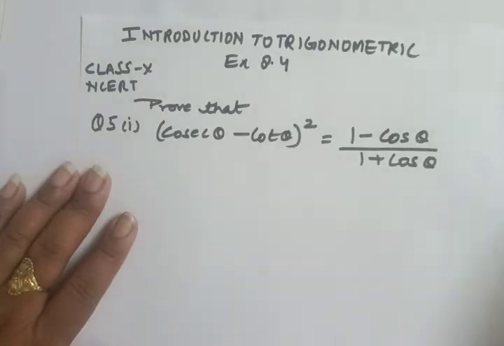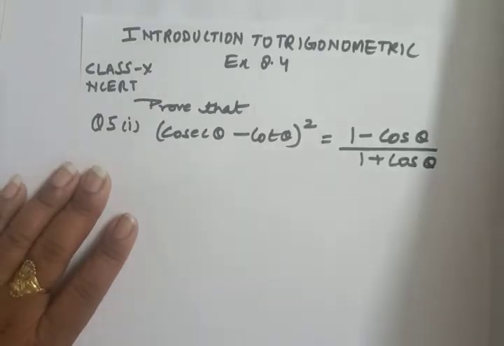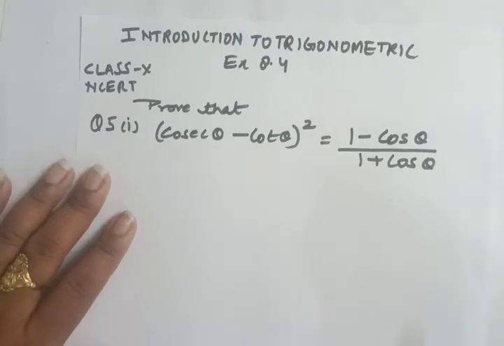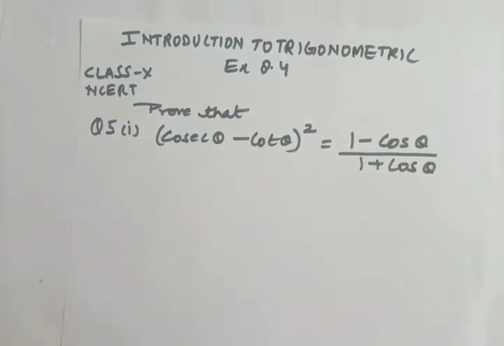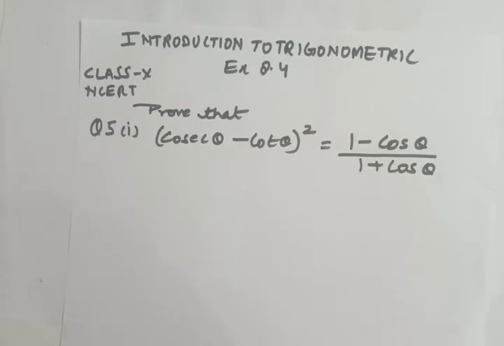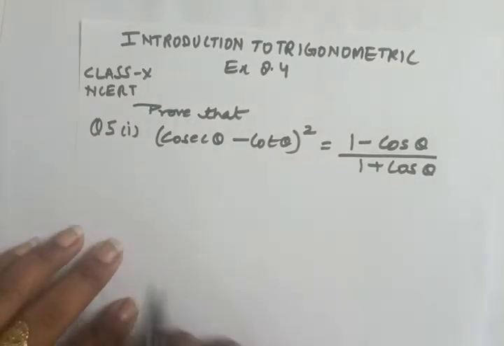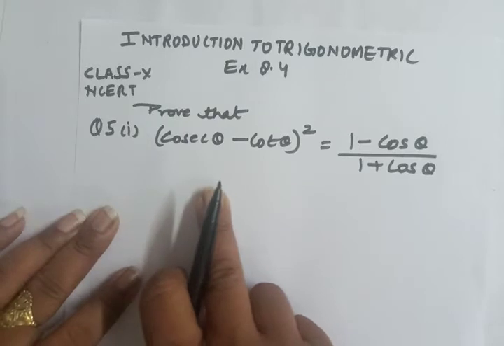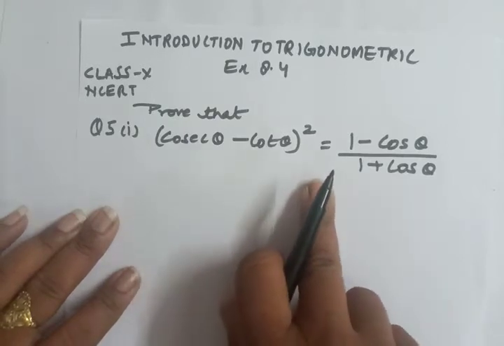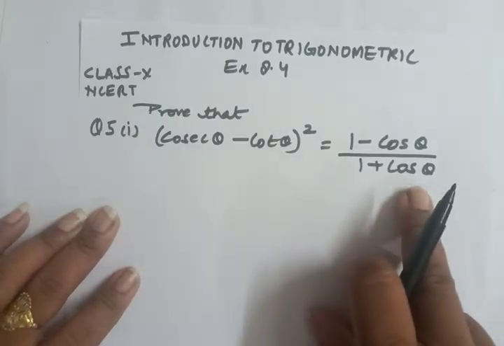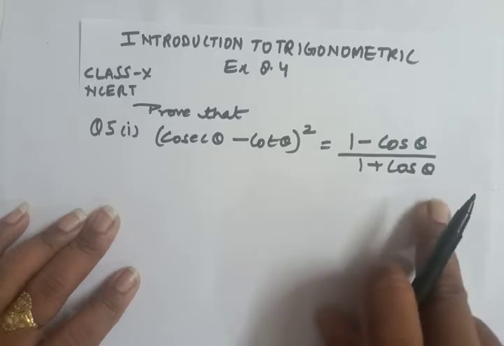Hello students, today we are going to start with the questions of proving from exercise 8.4 of NCERT. So today I have taken the very first question of proving, that is question number 5, first part, that is (cosec theta minus cot theta) whole square is equal to (1 minus cos theta) upon (1 plus cos theta), that is we need to prove.